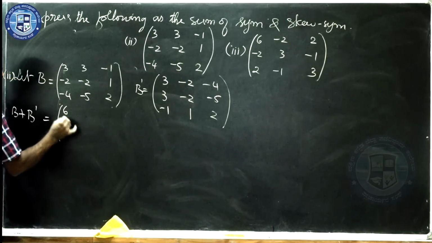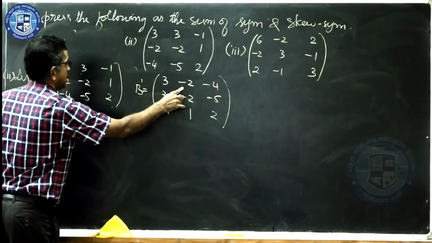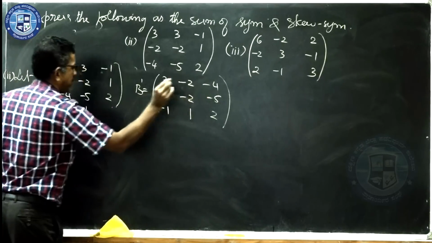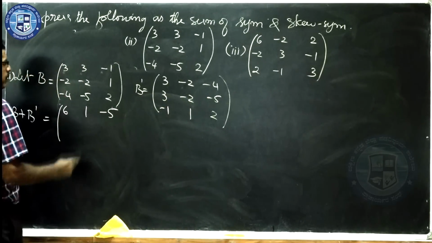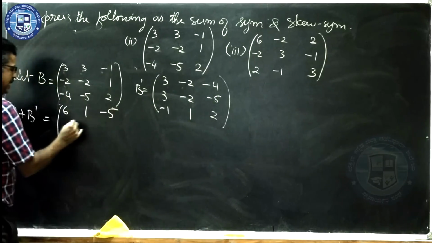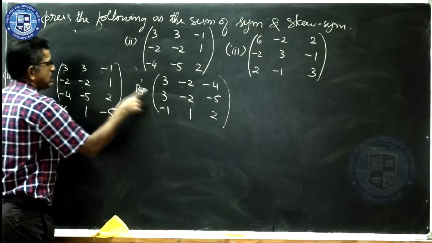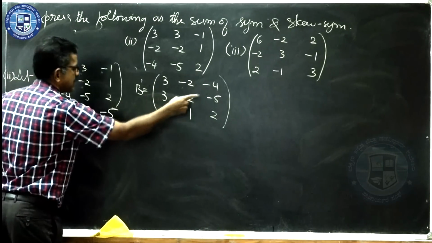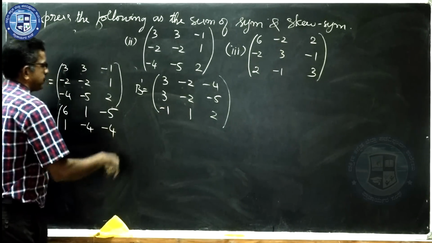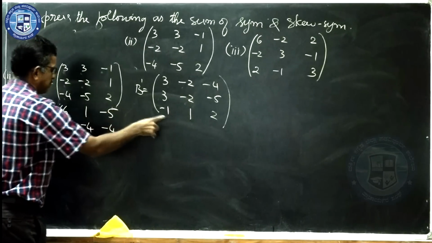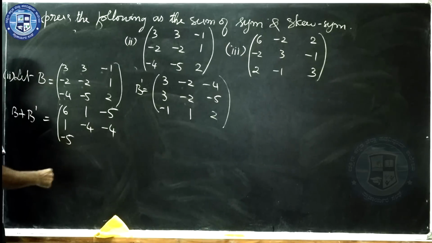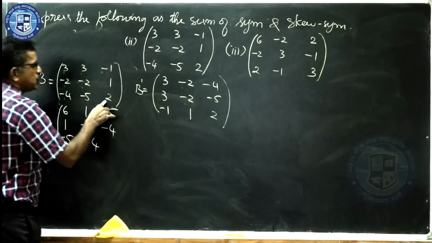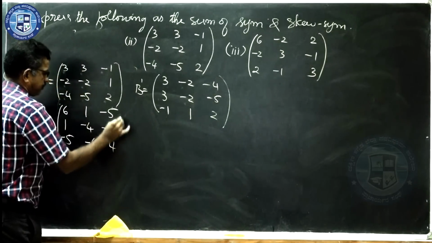It would be 6. What is 3 plus minus 2? It will be 1. Minus 1 plus minus 4, it is minus 5. Minus 2 plus 3 will be 1. What is minus 2 plus minus 2? It is minus 4. What is 1 plus minus 5? It is minus 4. What is minus 4 plus minus 1? It is minus 5. Minus 5 plus 1, it is minus 4. 2 plus 2, it is 4.